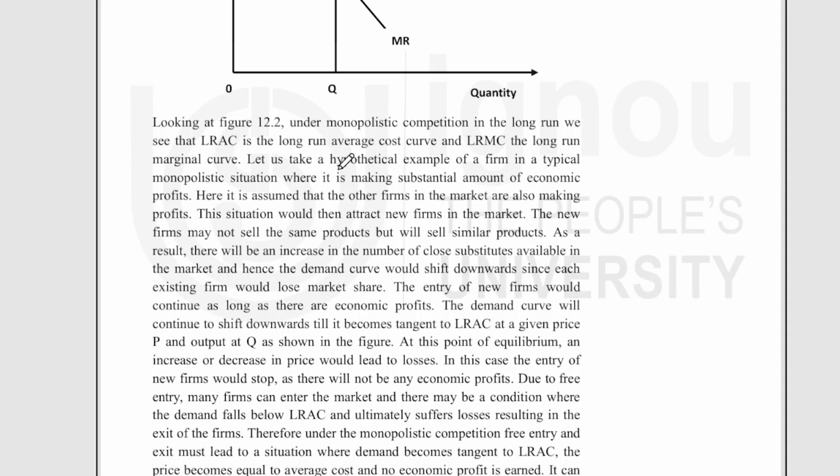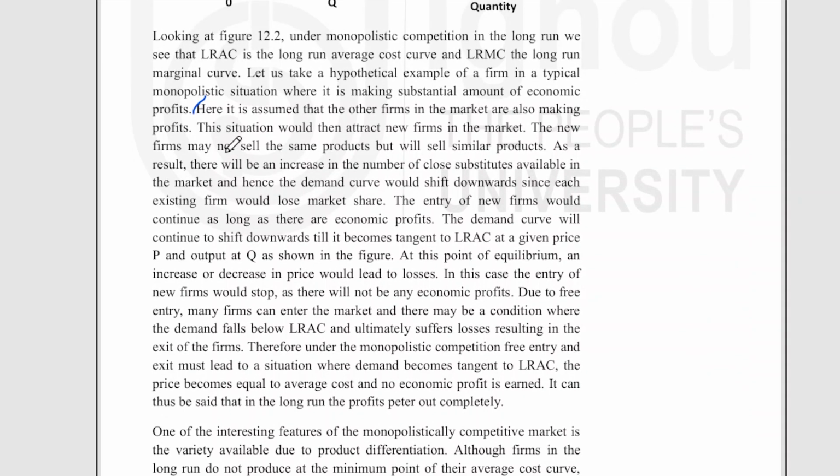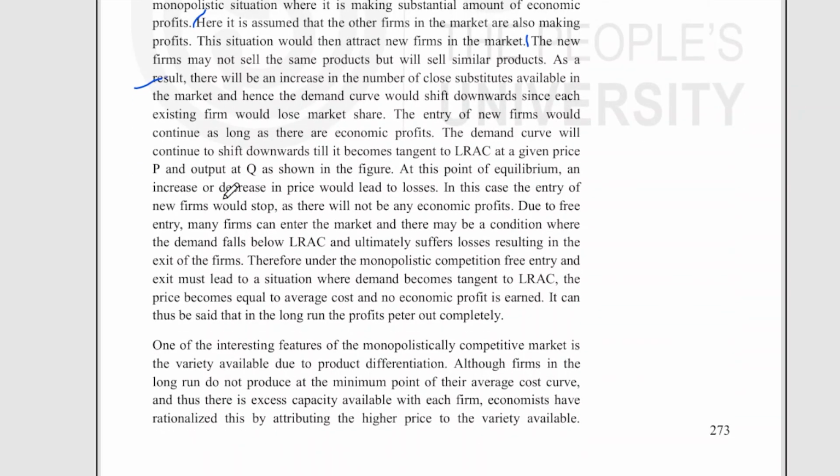And let us take a hypothetical example of a firm in a typical monopolistic situation where it is making a substantial amount of economic profit. Here it is assumed that the other firms in the market are also making profit, and this situation would then attract new firms in the market. So the new firm may not sell the same product but will sell a similar product. As a result, there will be an increase in the number of close substitutes available in the market, and hence the demand curve would shift downward since each existing firm would lose market share. So the entry of new firms would continue as long as there are economic profits.